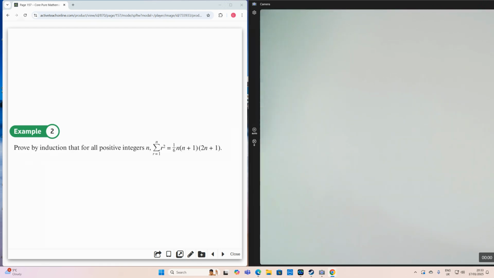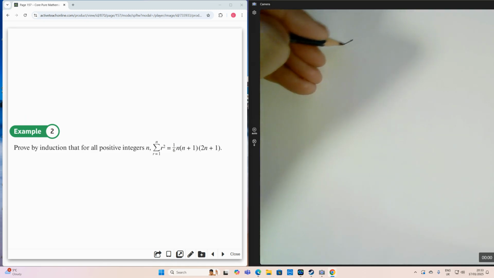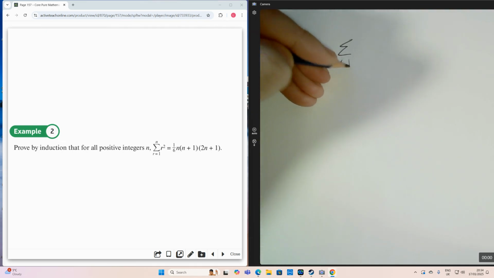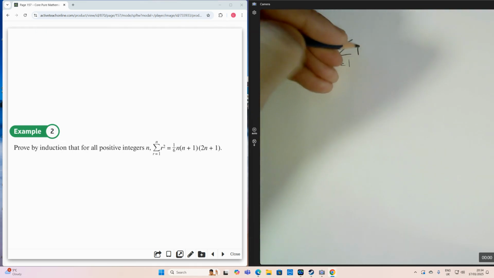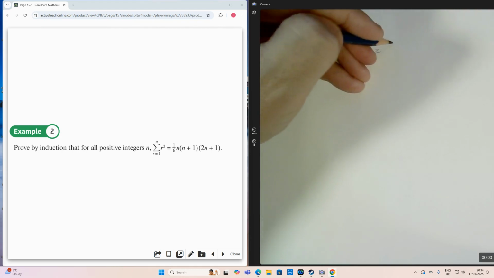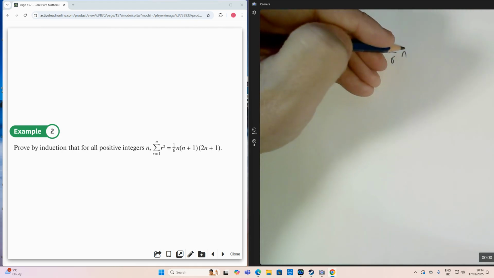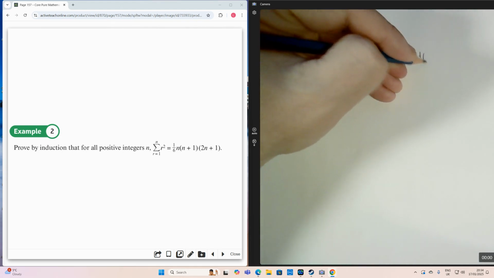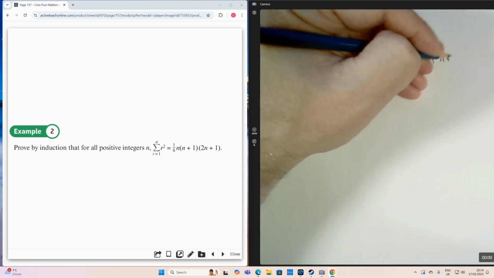Prove by induction that for all positive integers, the summation from r equals 1 to n of r squared is equal to 1/6 times n times n plus 1 times 2n plus 1. Okay, so this question is to prove that the summation from r equals 1 to n of r squared is equal to 1/6 n times n plus 1 times 2n plus 1.